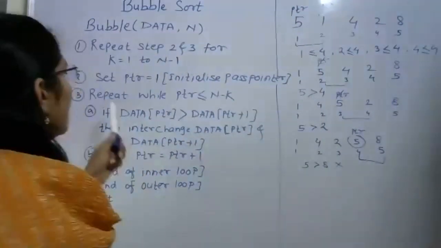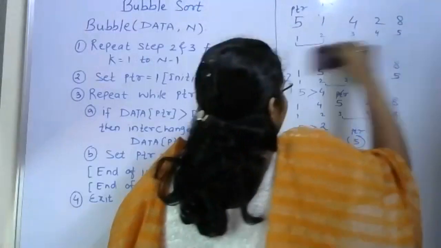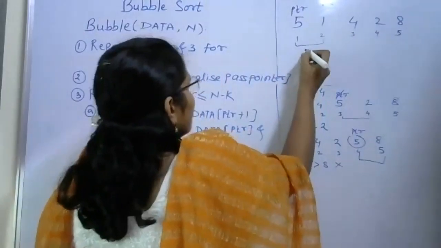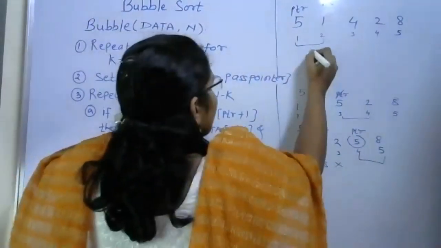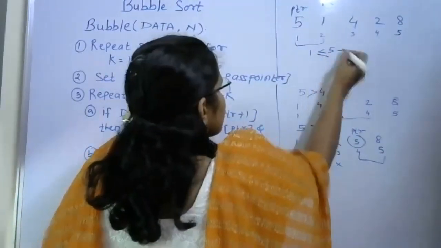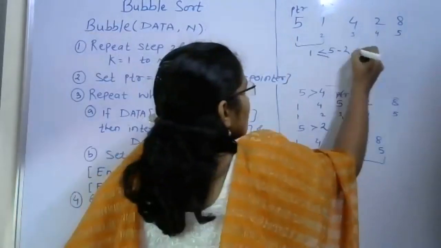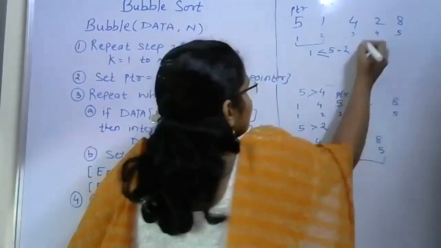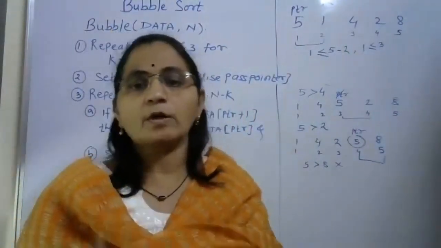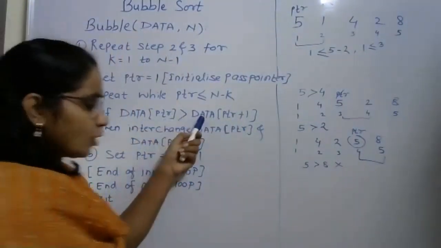Now repeat while PTR is less than or equal to n minus k. What is the value of PTR? The value is 1. So 1 is less than or equal to n. The value of n is 5. 5 minus, what is the value of k now? 2, because this is the second pass. So 5 minus 2, that is 3. 1 is less than or equal to 3. Yes, the condition is true because 1 is less than 3. So it enters into the loop. Is data of PTR greater than data of PTR plus 1?